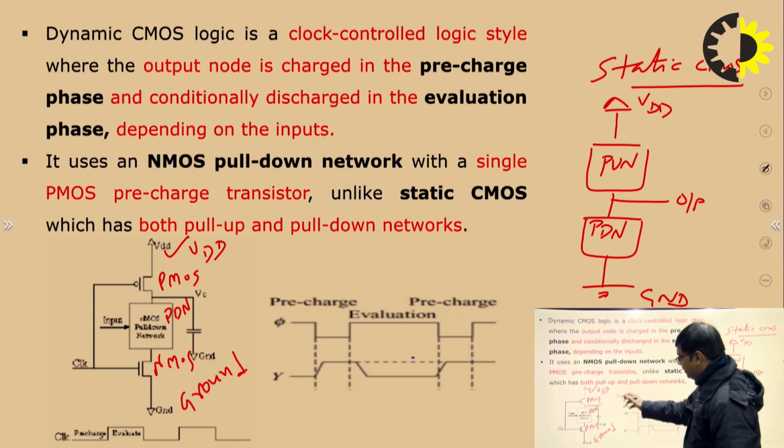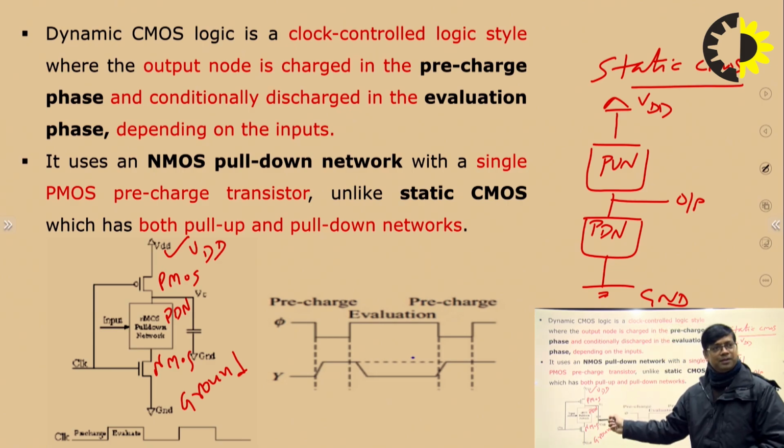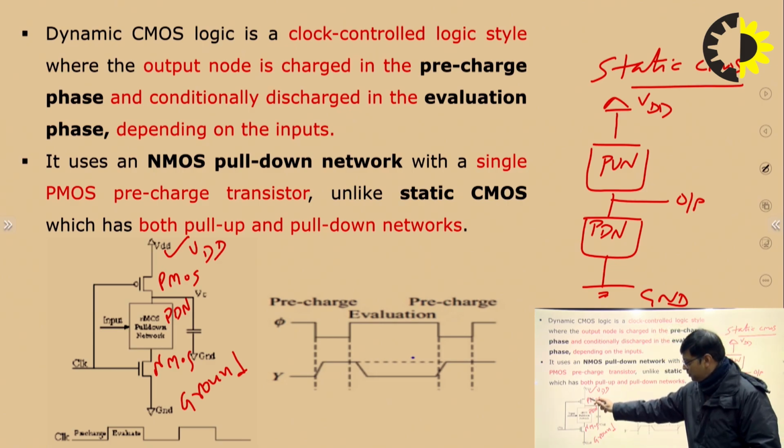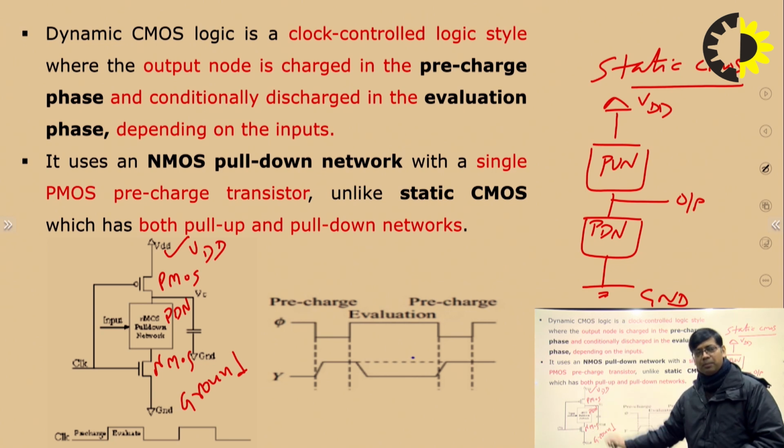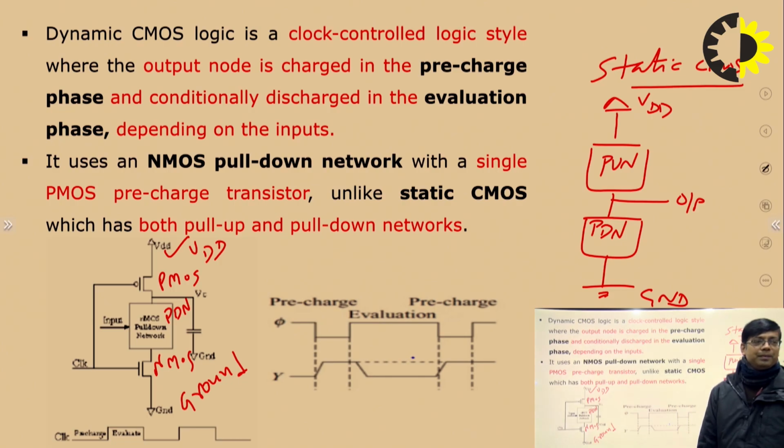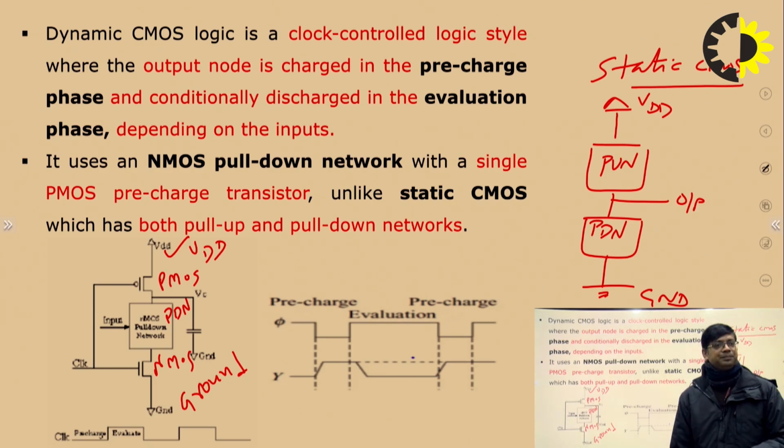But in case of dynamic CMOS, the structure is a bit different. There is a PMOS transistor and NMOS transistor at the top and the bottom, and in between there is a pull down network only. There is no pull up network. So, that is one of the differences in the structure.